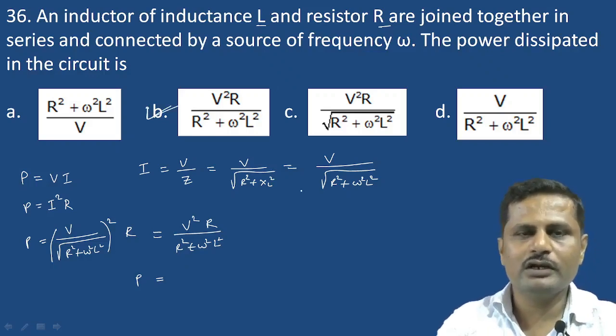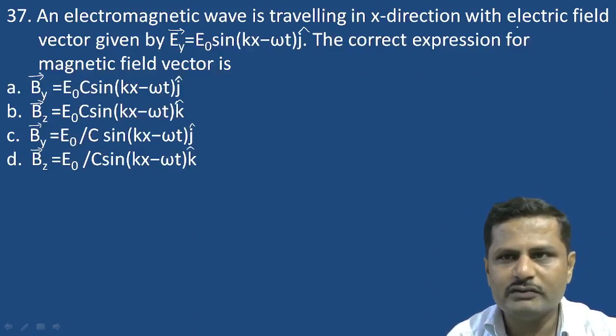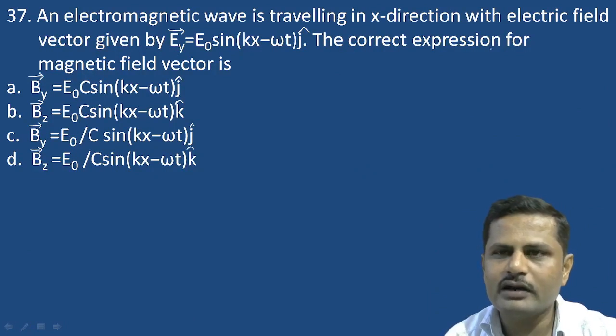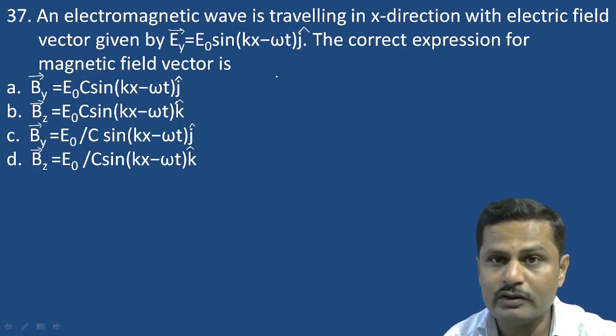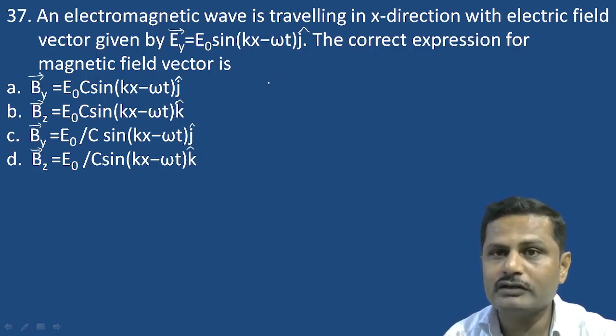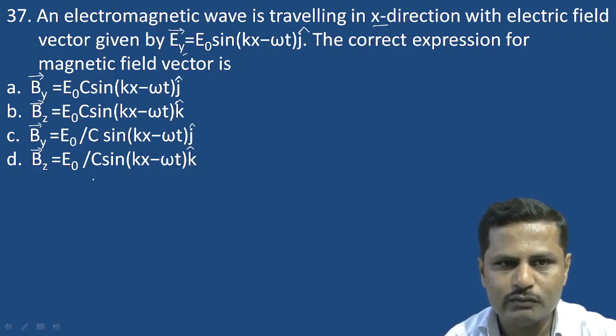Okay, moving to the next question: an electromagnetic wave is traveling in the x direction with electric field vector given by Ey equals E naught sin(kx minus omega t) j cap. The correct expression for the magnetic field vector is... As we know, an electromagnetic wave consists of a magnetic field and an electric field. Both are perpendicular to each other and perpendicular to the direction of propagation. Here the electric field is along the y-axis and the direction of the wave is the x-axis. Then the magnetic field must be along the z-axis.